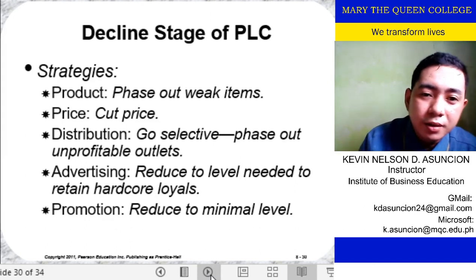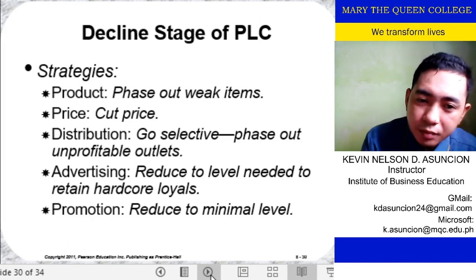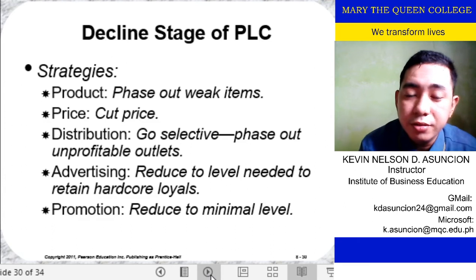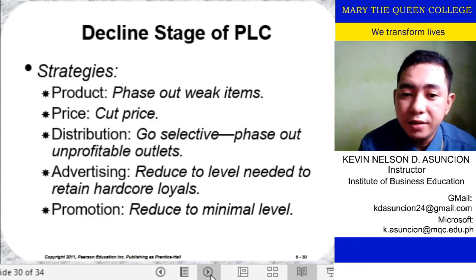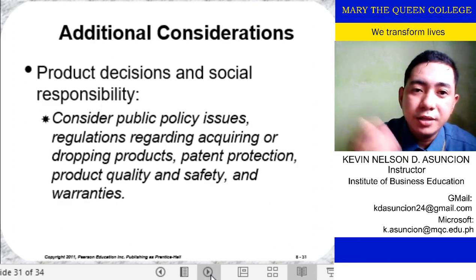No? Okay? So, ano iniwasan ng declining stage? At the part of the promotion, you need to reduce to minimal levels. At the very least, para lang may benta yan. Those are the things that they need to consider.